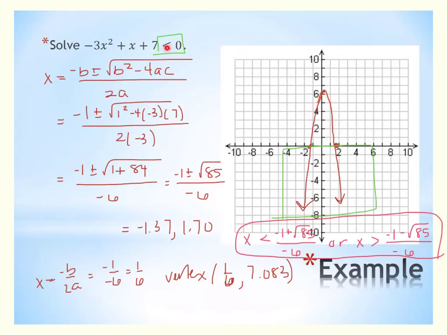We wanted to answer the question, where is it less than 0? So down here is where we're less than 0. It says an or because they're split onto those two ends. So less than this intercept, which is -1 plus or minus square root of 85 over -6, aka -1.37, and greater than this intercept, which is -1 minus the square root of 85 over -6. All right, so this was an or statement.